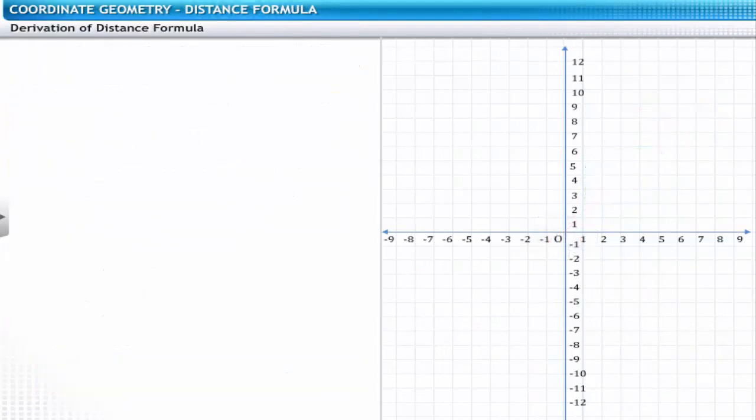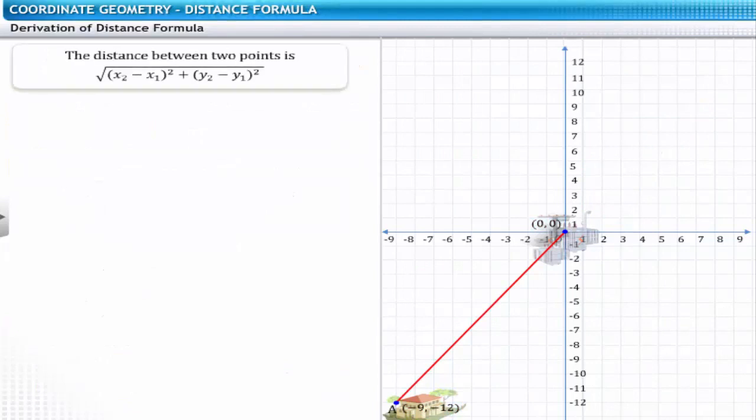For instance, consider the length of the cable laid from the power station to an auditorium as shown on the map. On the graph, the power station is at the origin 0, 0 and the auditorium at -9, -12. The formula for calculating the distance is square root of x2 minus x1 whole squared plus y2 minus y1 whole squared.